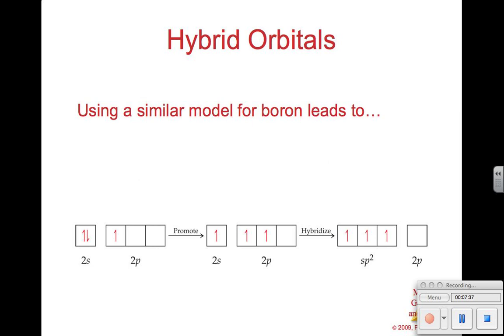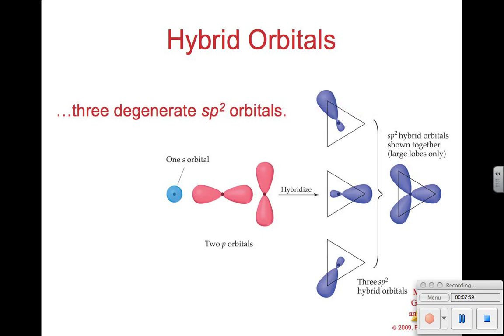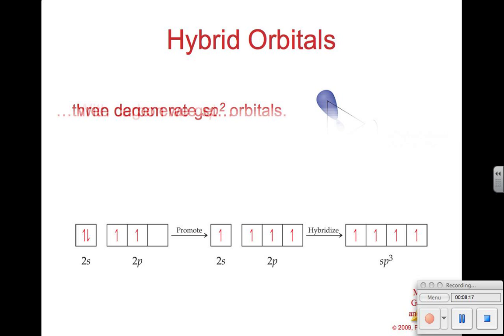So if we look at boron, boron has two electrons in the 2s and one electron in the 2p. With a little bit of energy, we can promote one of the electrons in the 2s into the 2p, and we get an sp2 hybridization where we have three orbitals with single electrons, hybridized into three degenerate sp2 orbitals, which then creates three large lobes available for bonding, and thus we get a trigonal planar geometry out of it.